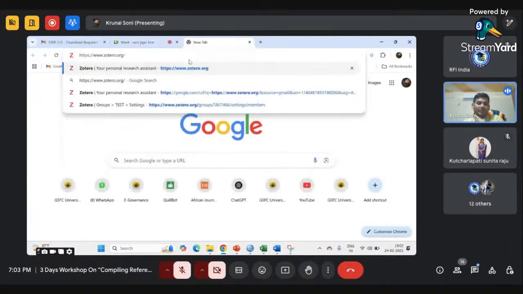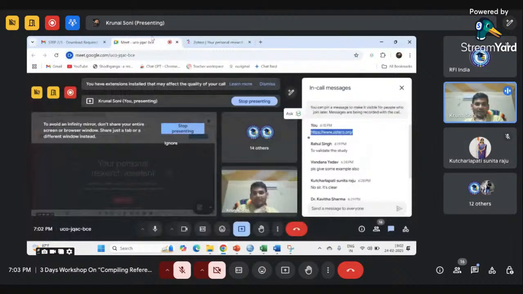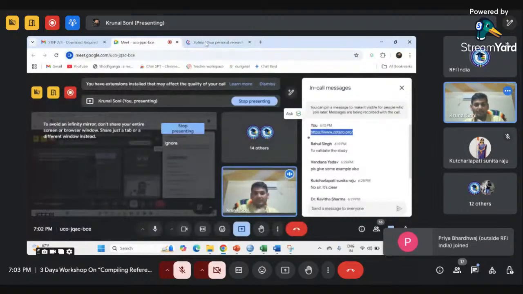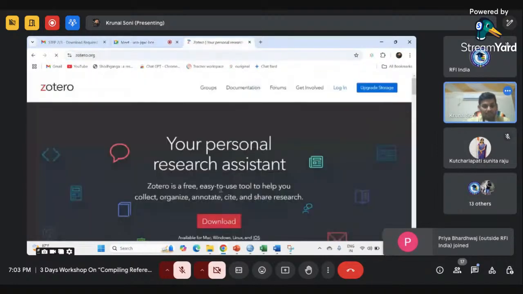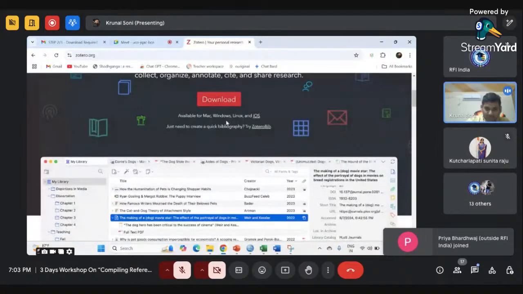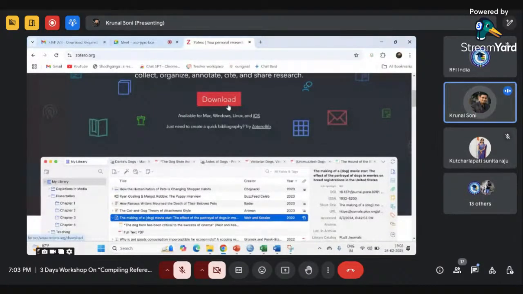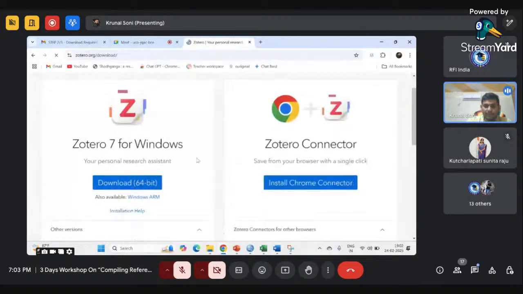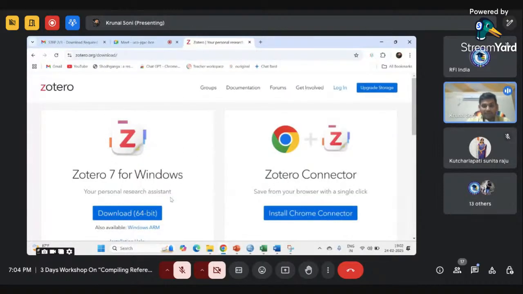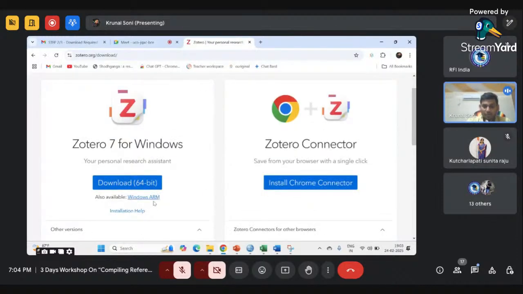So you can go to this website. Yeah, I hope the screen is visible. Right, to download it from here. Right, so you can see this download. If you go to download, you can see this Download Zotero 7 for Windows, and you can also have Zotero Connector. So you first download Zotero and then Zotero Connector.